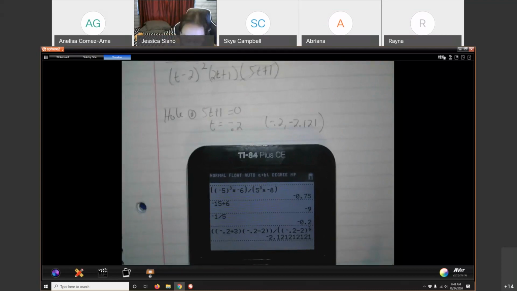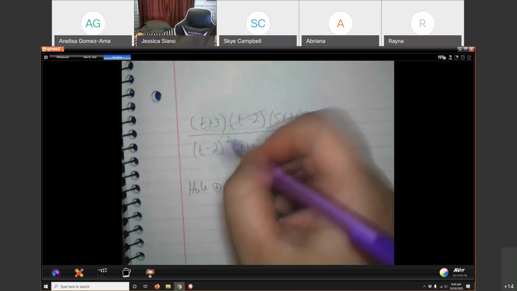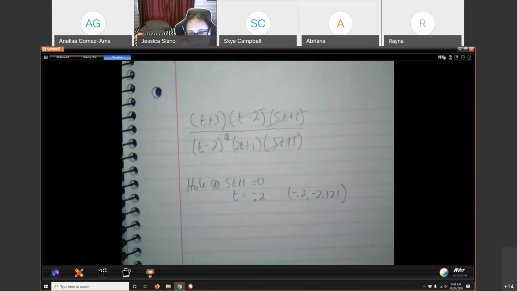Okay. Now I have another factor that cancels. The t minus 2 would cancel with one of these t minus 2s. It would leave a t minus 2 in the denominator, which means this looks like you would have both a hole and a vertical asymptote, but you can't have both at one place, and the vertical asymptote wins. So if you have a factor that cancels and leaves something behind in the denominator, then the vertical asymptote wins.